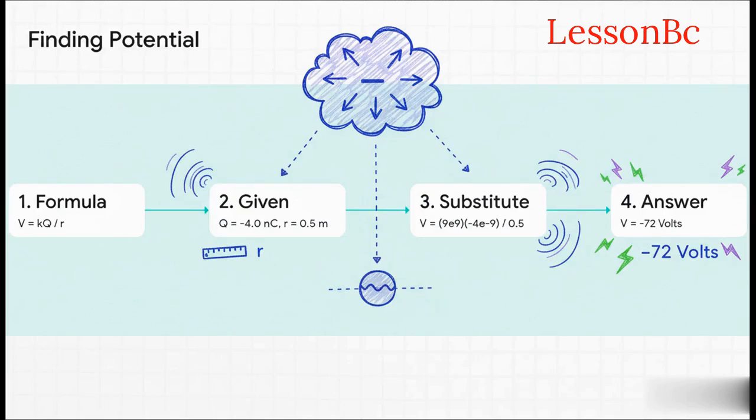So let's run the numbers for a potential. We've got a -4 nanocoulomb charge. The formula is way simpler: V equals kQ over r. Notice, no r squared, and because it's a scalar, we don't have to worry about direction. We just plug and chug. And since our charge Q is negative, our potential is also negative, minus 72 volts.